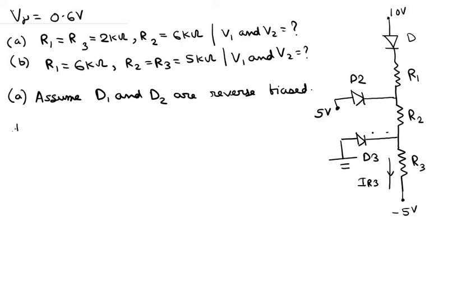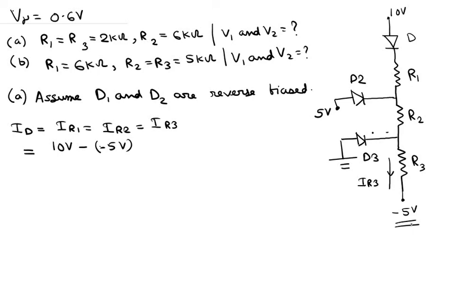IR1 or ID is equal to IR1 equals IR2 equals IR3 equals 10 volts minus minus 5 volts, and then there is a voltage drop V gamma across this diode, so minus V gamma, divided by R1 plus R2 plus R3.